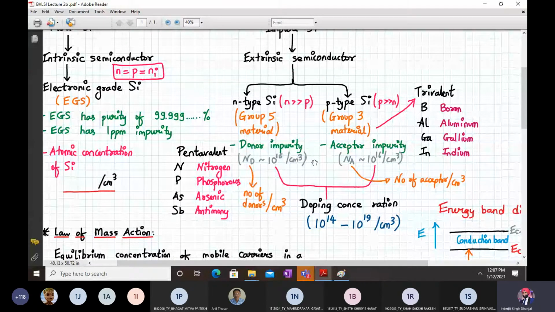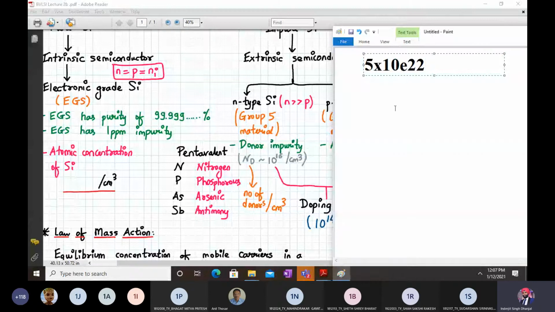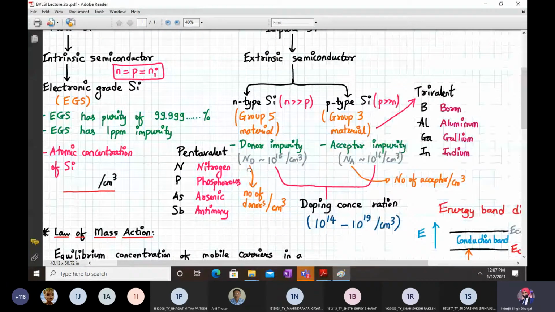Now see the contrast in number. I will tell you something over here. Pure silicon atoms are 5 into 10 raised to 22, and the number of donor atoms is 10 raised to 16. That means out of 5 into 10 raised to 22 silicon atoms, 10 raised to 16 silicon atoms are replaced by impurity atoms, which can be phosphorus atoms. That's the meaning of the statement.